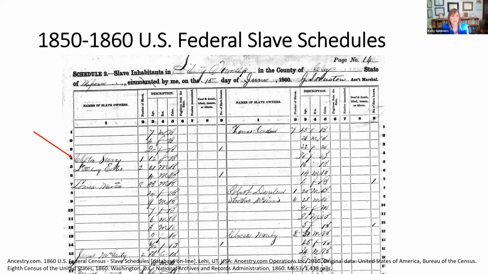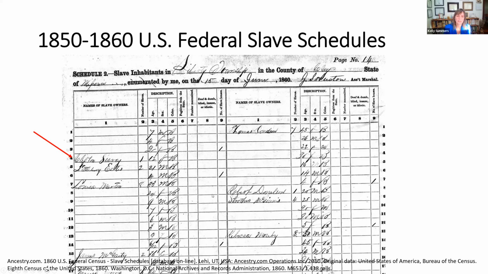Okay, here I have the slave schedules. There were 2 years, 1850 and 1860, that slave schedules were taken. This looks similar to an 1850 or 1860 census entry. However, only half the page is used for the information, and names of slave owners are put in column 1. So in this entry here, we have Clifton Leary, who has one slave, aged 12, female and Black. And then the next entry is here and so forth.